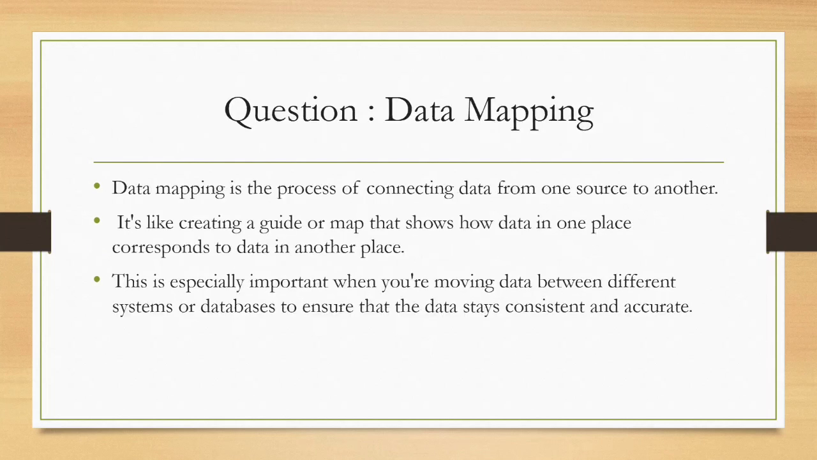Okay. So data mapping. Data mapping is the process of connecting data from one source to another. It's like creating a guide map that shows how data in one place corresponds to data in another place. This is especially important when you are moving data between different systems or databases, to ensure the data stays consistent and accurate. I will give one example for this data mapping.